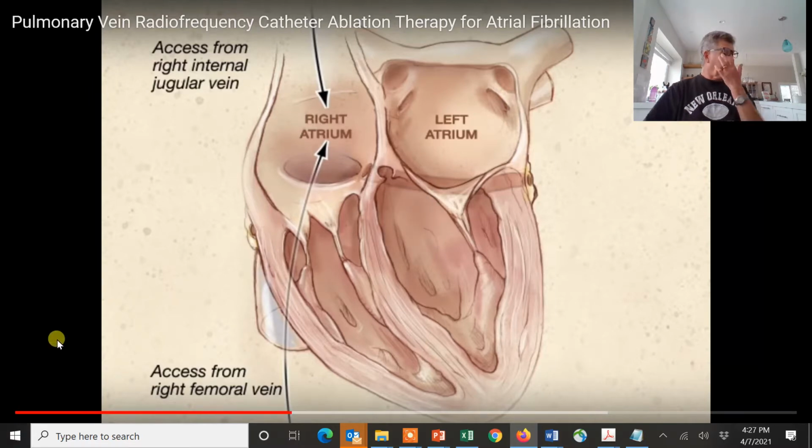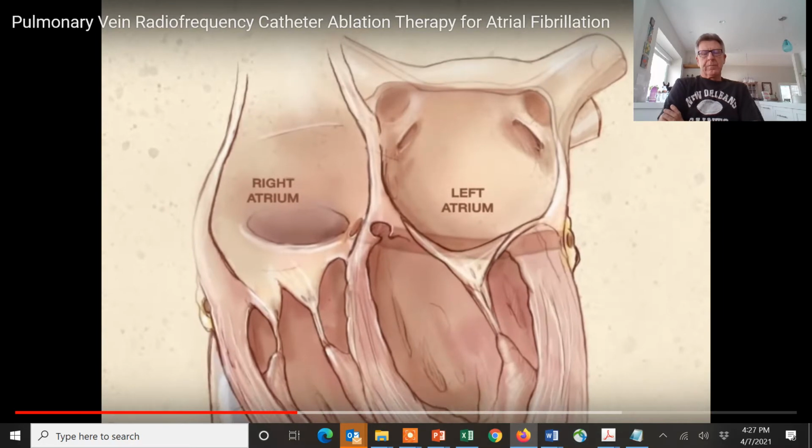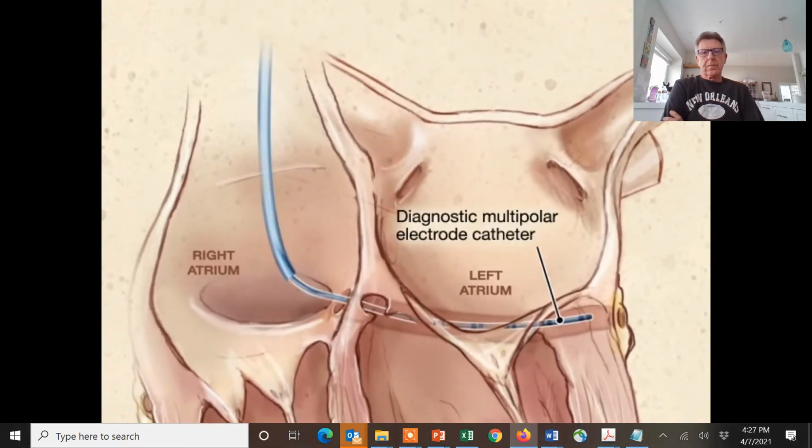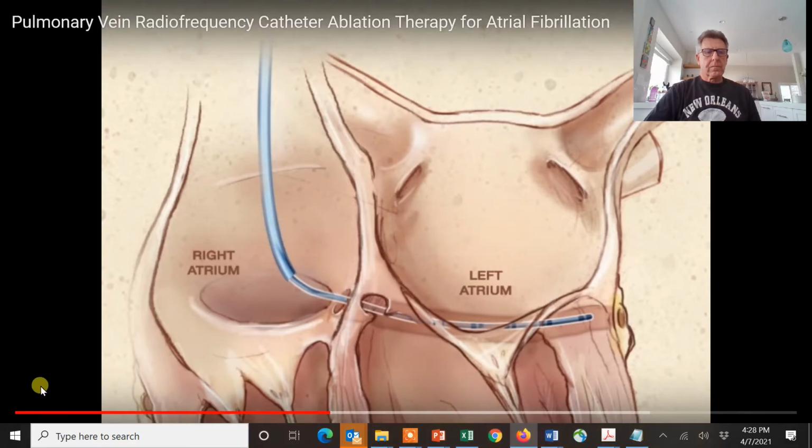Is sometimes used as an alternative. A diagnostic multipolar electrode catheter is placed into the patient's coronary sinus to permit pacing and recording of electrical activity in the left atrium. Two transseptal punctures are performed and sheaths are advanced into the left atrium.